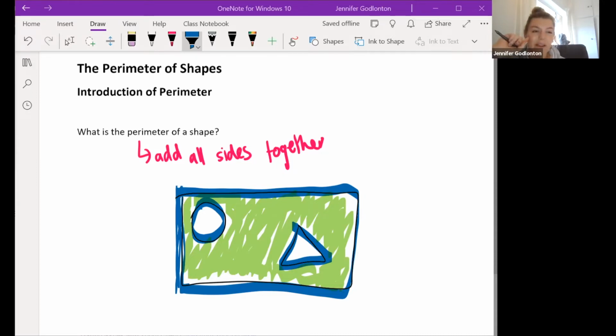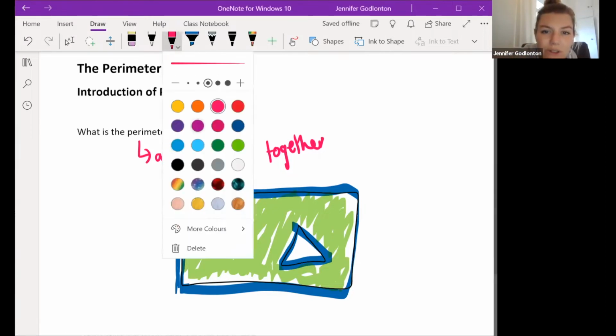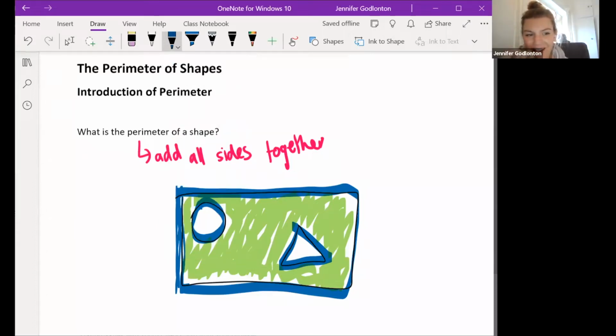Does someone think that they can help us? Who can tell me what my proper answer would be at this point now? Jasmine, coming in for take 2. What do you think we would do? I'm guessing if we find the perimeter of the circle and the triangle and the rectangle, add everything. Exactly. So our full perimeter in this situation is going to be our rectangle plus our circle plus our triangle.